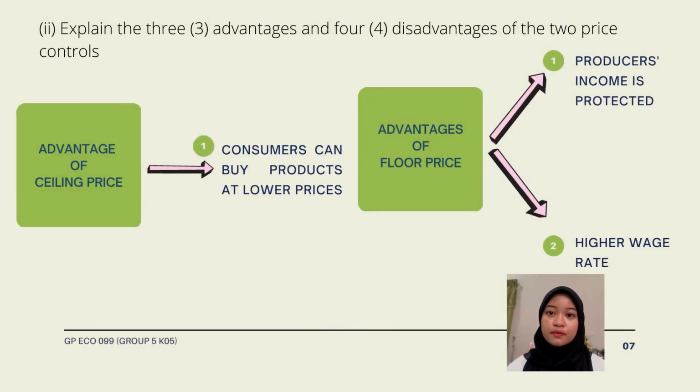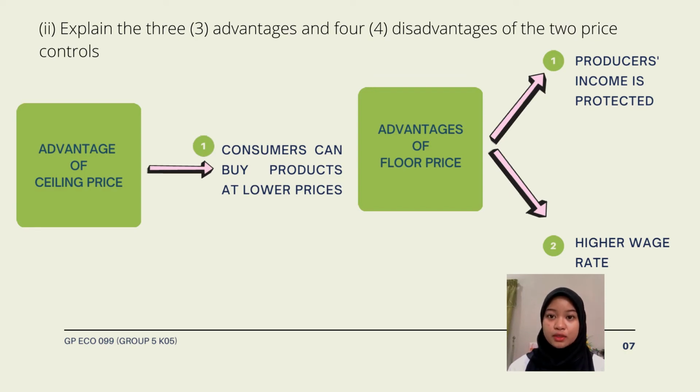Next, the first advantage of the ceiling price is that consumers can buy products at a lower price. Since the quantity demanded by the customers is greater than the quantity produced by the suppliers at a price below the equilibrium, a maximum price set below the equilibrium results in a shortage, or excess demand. Since the amount supplied reduces as the price falls, certain customers who had the product or service before the maximum price was imposed lose out.